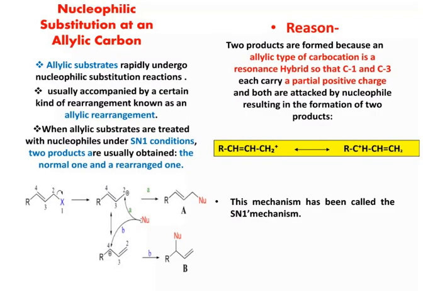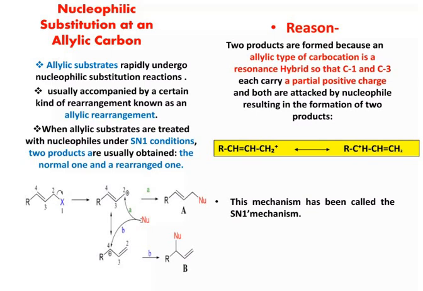So now, nucleophilic substitution at allylic carbon. You know, the allylic substrate rapidly undergoes nucleophilic substitution reaction, usually accompanied by a certain kind of rearrangement known as allylic rearrangement. You know why allylic reagents are treated with the nucleophile under SN1 condition? Two products are usually obtained, the normal one and the rearranged one.